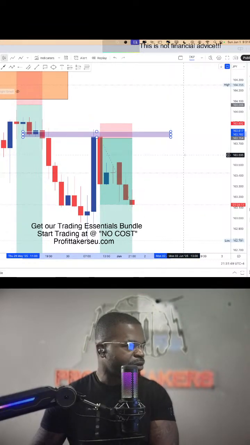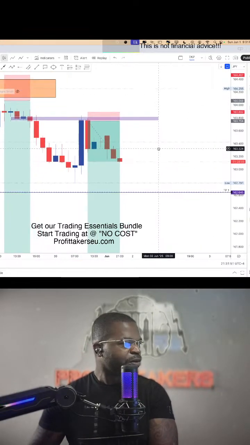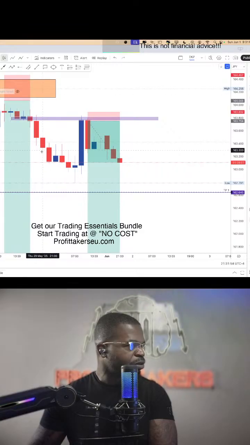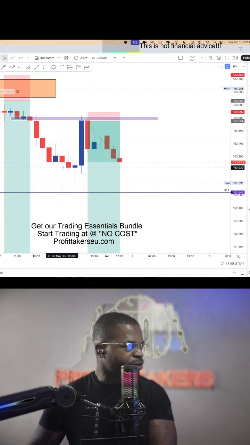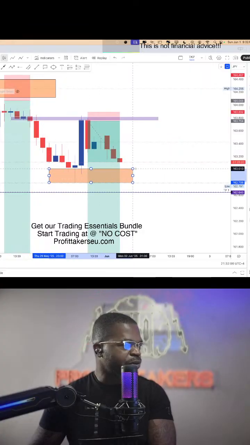Now the odds on this trade are crazy. So we need to see if we get a break beneath these lows right here. And so this thing is off to the races. We'll have a nice payout on this one.